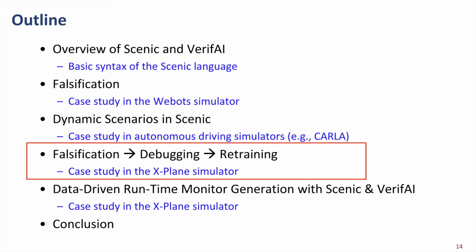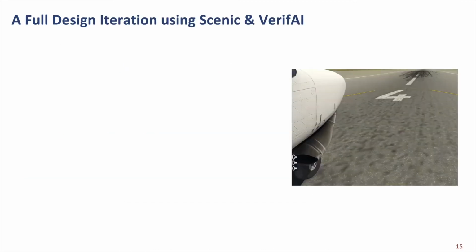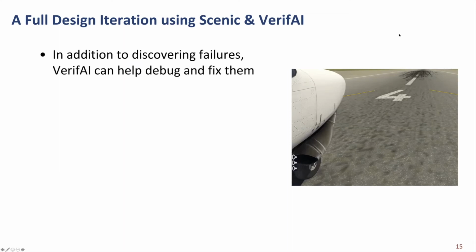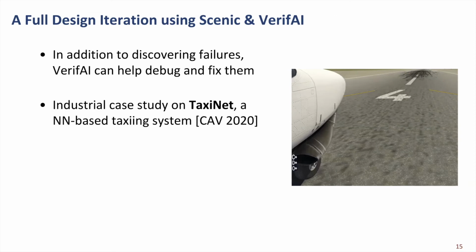Let me now say just a little bit about how you can go beyond falsification to some other use cases. And then I think we'll pause for questions. Okay, so this case study, actually I see we're a little behind time here, so I'll go through this fairly quickly. This case study was designed to demonstrate how, in addition to discovering failures, Verify can help you debug and fix them. So we did a case study on this TaxiNet system designed by Boeing that uses a neural network to navigate an airplane on the runway.